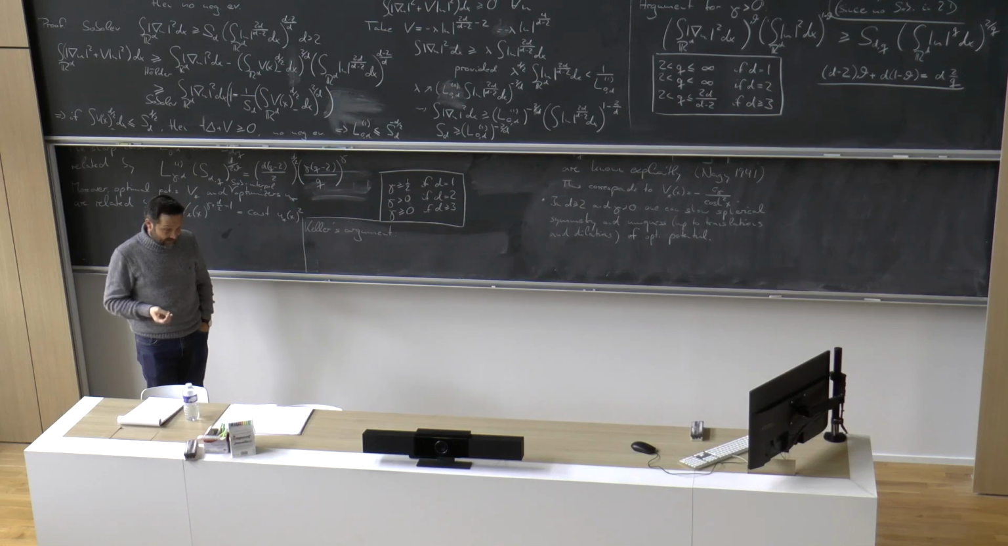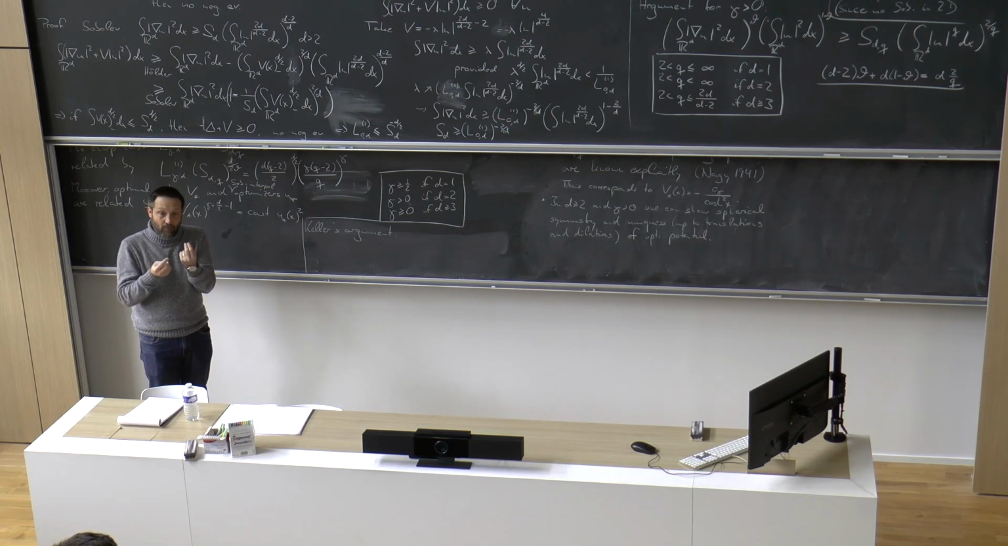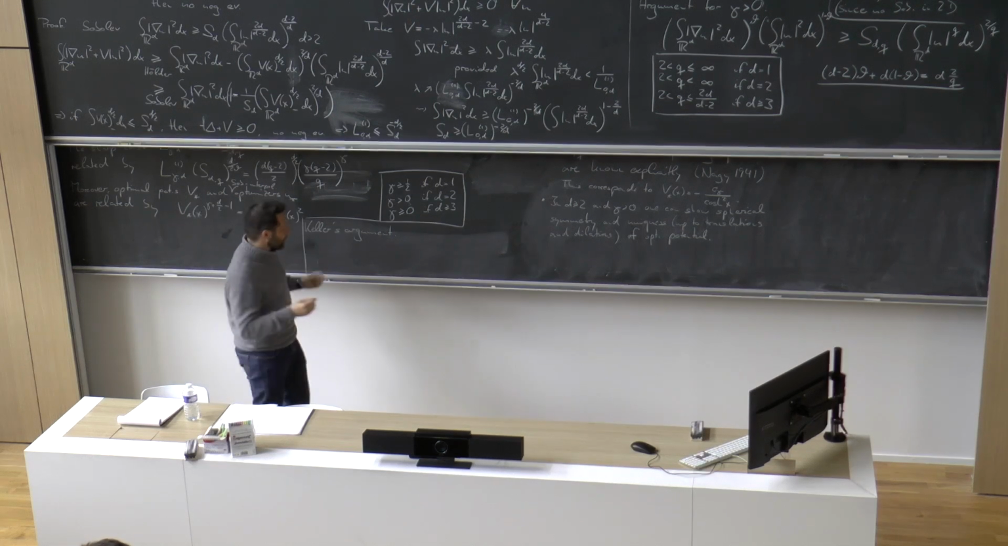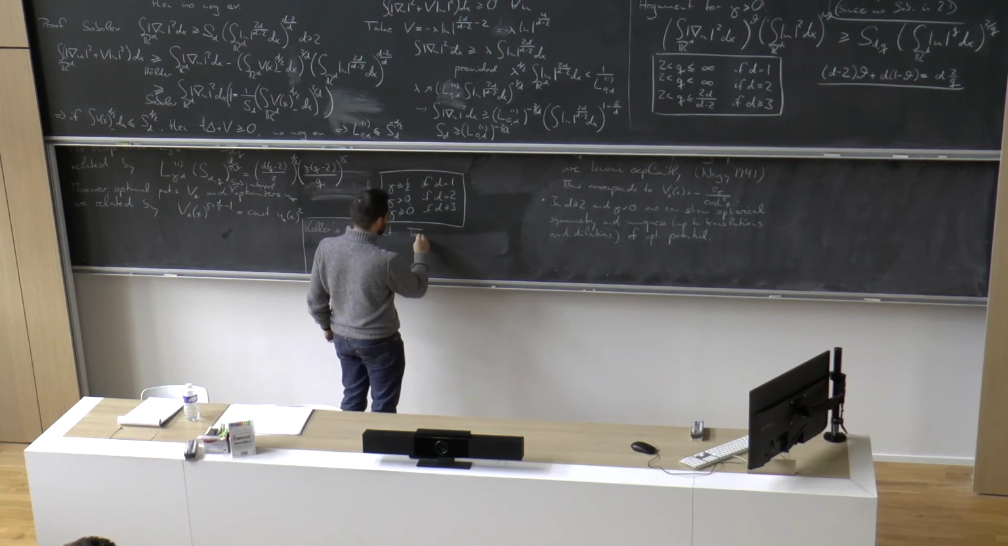So Keller says that he assumes that there is an optimizer. He doesn't bother about the existence of optimizers. But then he says, let's perturb the optimal potential. Okay? And then we know by something called the Feynman-Hellmann formula.